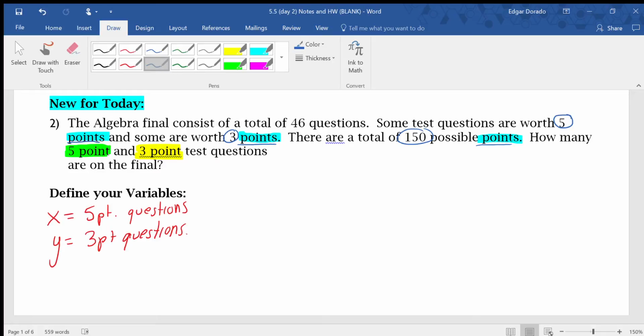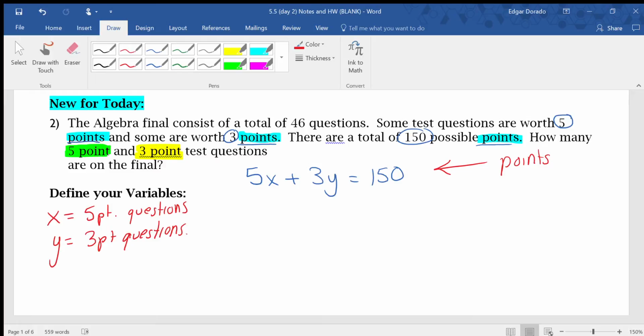So that is going to be my first equation. Let me make this a little clearer. Each of the 5-point questions is worth just that, 5 points. So I do 5 times x plus 3 times y will be my total of points, which is 150. So this entire equation here is about points.